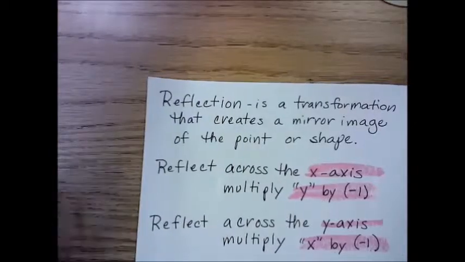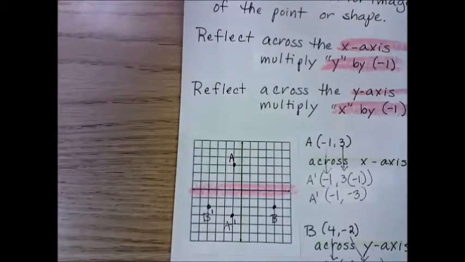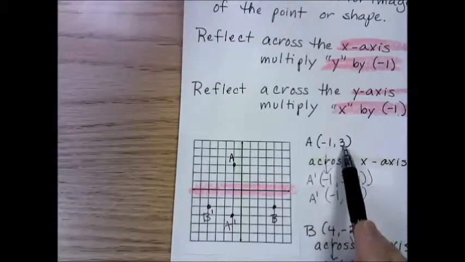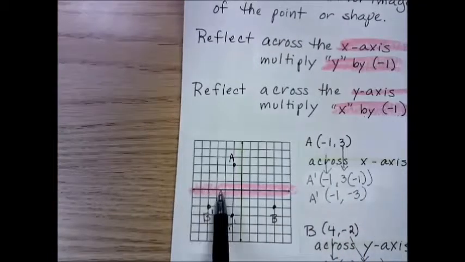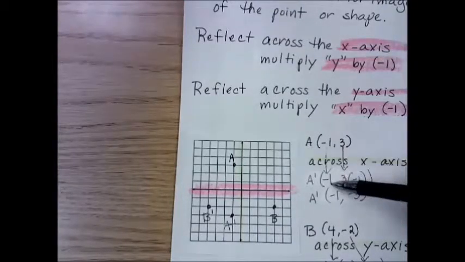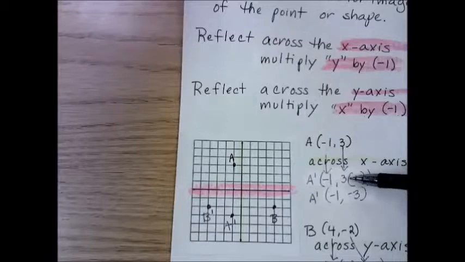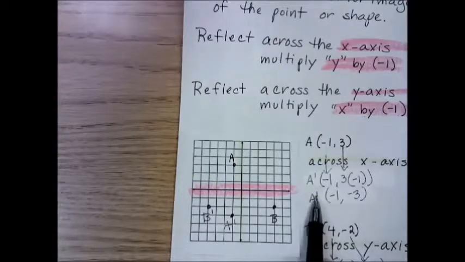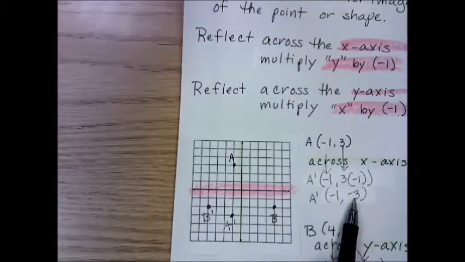So what does that look like when we do that? Well, let's look at our coordinate plane here. Now we have point A here, which is at -1, 3. If we're going to reflect it across the x-axis, which is highlighted here in the pink, our x-coordinate stays the same, so -1. But we take our y-coordinate 3 and multiply it by -1. So 3 times -1 would give us -3. So A prime reflected across x now would be -1, -3.